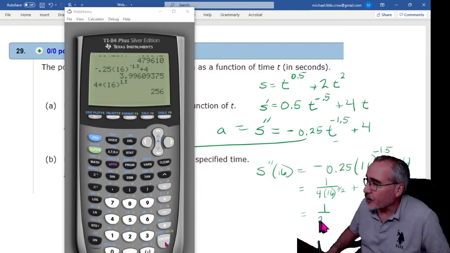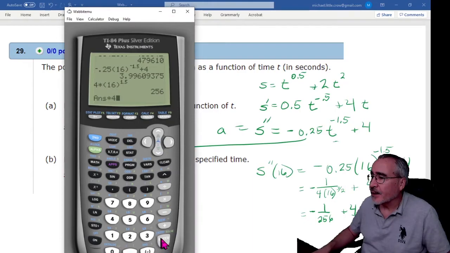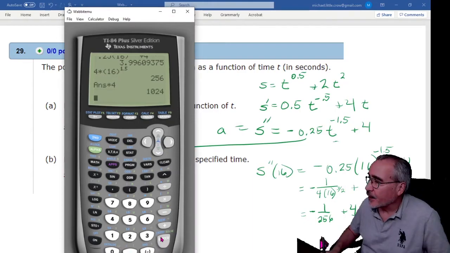1 over 256 plus 4, and we want a common denominator, so we've got to multiply 4 over 1 by 256 over 256. And again, this is negative. So 4 times 256 times 4 is going to be 1024, and you're going to subtract 1 from it. So this is 1024 over 256, and this is minus 1 over 256.